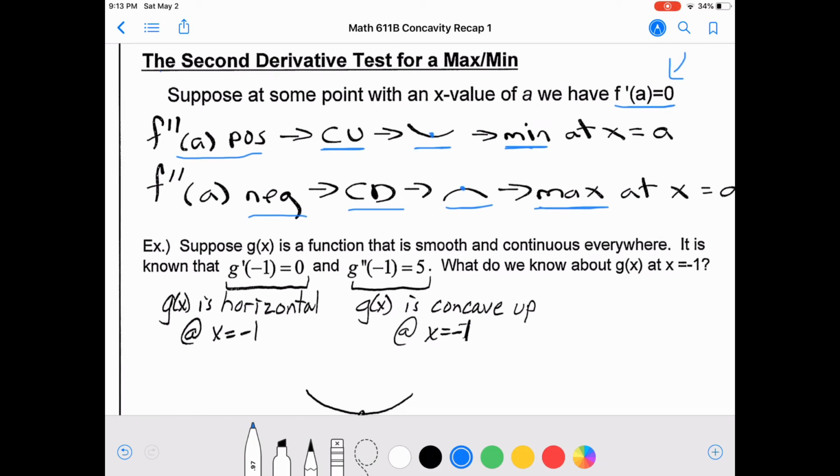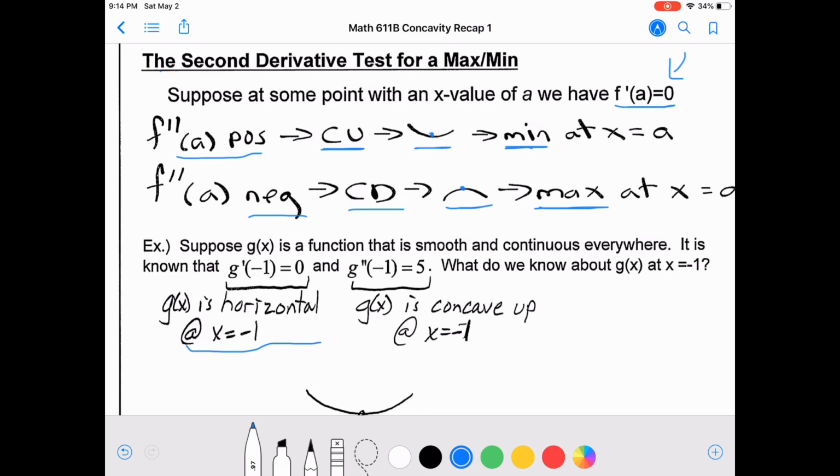Suppose g of x is a function that's smooth and continuous everywhere. It's known that g prime at negative 1 is 0, and g double prime at negative 1 is 5. What do we know about the original function g of x at x equals negative 1? Well, here are the things that we've been told. g prime at negative 1 is 0. In other words, g of x is horizontal at x equals negative 1.